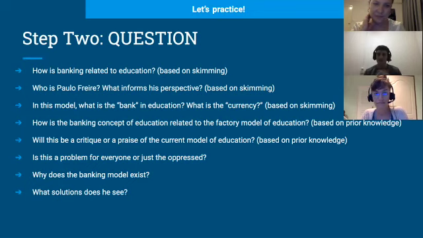Also based on skimming. In this model, what is the bank in education and what is the currency? Based on skimming, I think those probably popped up somewhere. How is the banking model of education related to the factory model of education? So we're using some prior knowledge of the factory model of education and what he just said, learned about the banking concept. Will this be a critique or a praise of the current model of education?